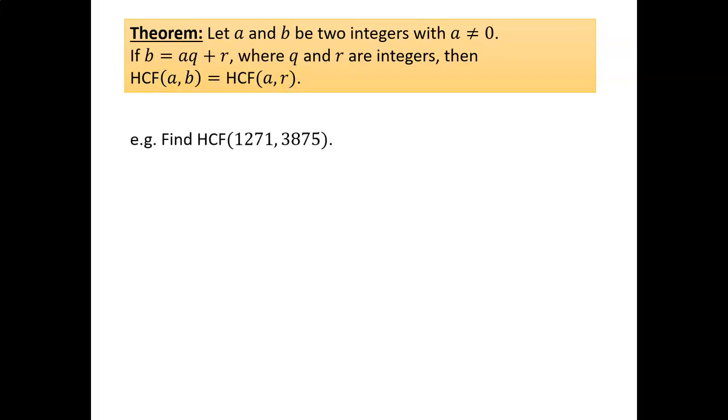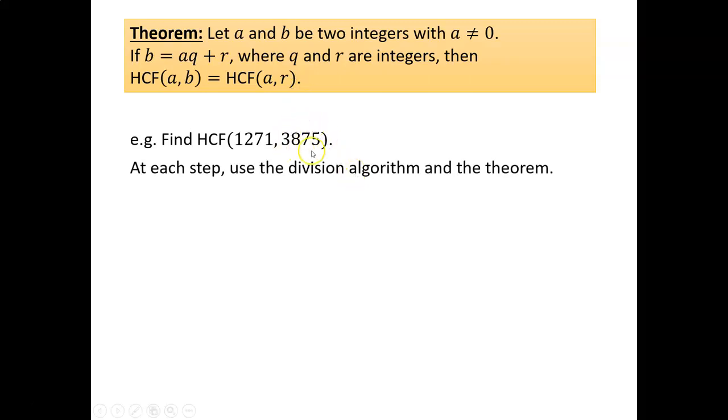So let's have a look at how we can use the Euclidean algorithm to find the highest common factor of these two rather large numbers. So I'm going to start by writing 3,875 equals something times 1,271 plus something. I can see that it's 3 times this, and my remainder is 62. Now I take my 1,271. I'm now going to be looking for the highest common factor of 1,271 and 62.